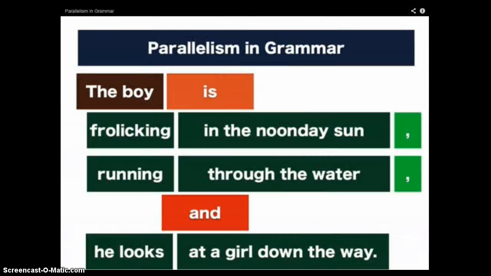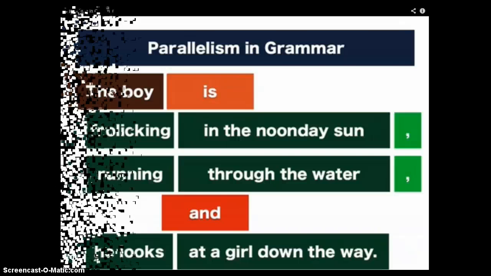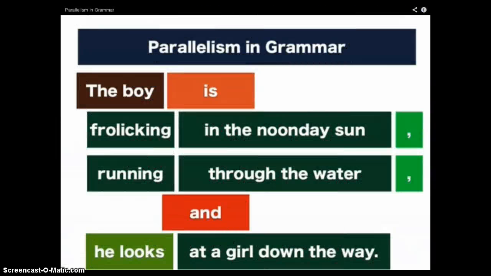Now let's consider a different example. The boy is frolicking in the noonday sun, running through the water, and he looks at a girl down the way. Now, unlike the previous example, you can see that we no longer have our three ducks in a row. The boy is frolicking, is running, and he looks. He looks is now out of place. It does not fit our pattern.